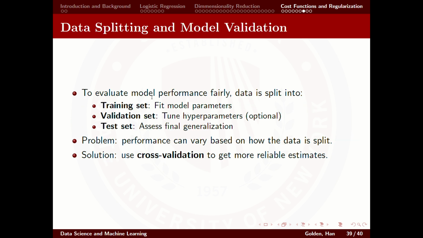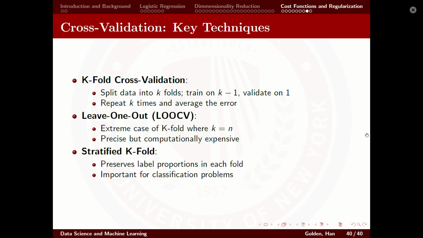To evaluate model performance, you generally split the data into training sets, testing sets, and validation sets. Training sets are for fitting model parameters, validation sets are for tuning hyperparameters, and test sets are for assessing the final generalization. So performance can vary based on how the data is split. You use cross-validation to get more reliable estimates.